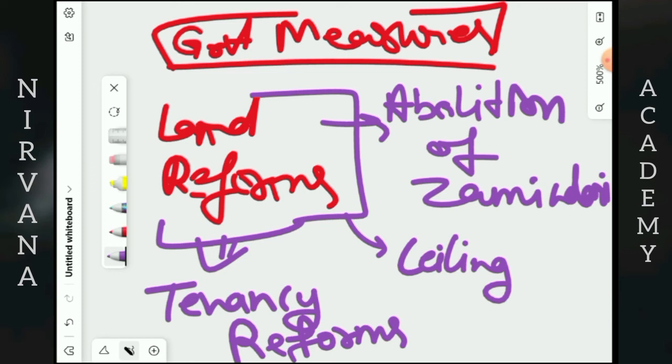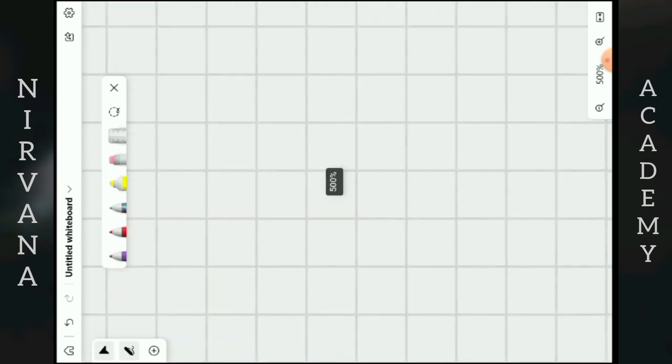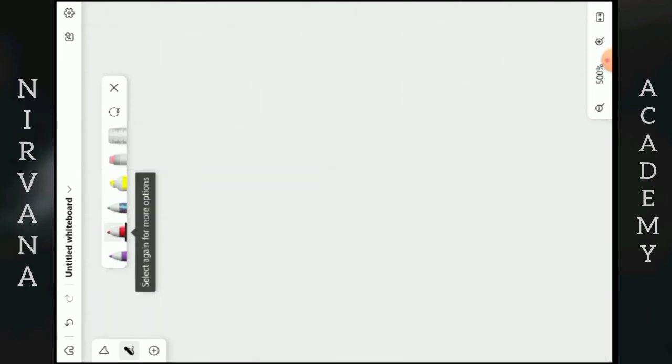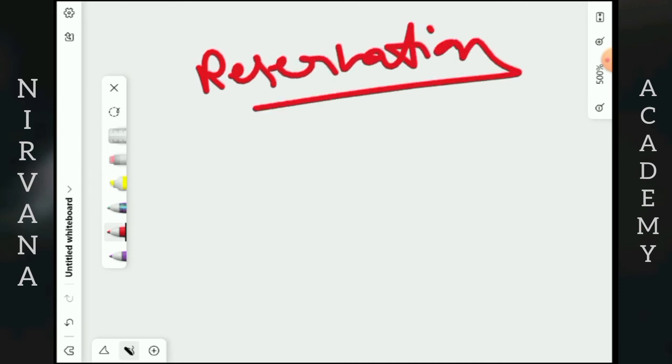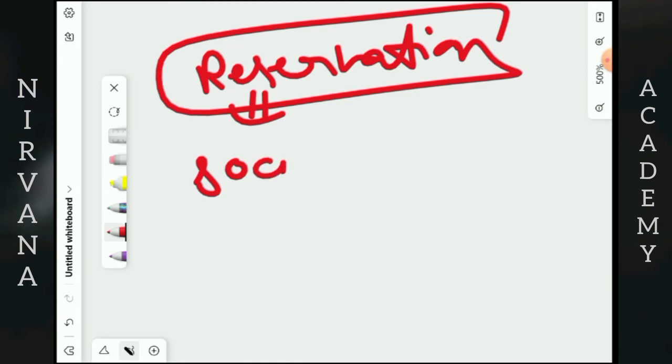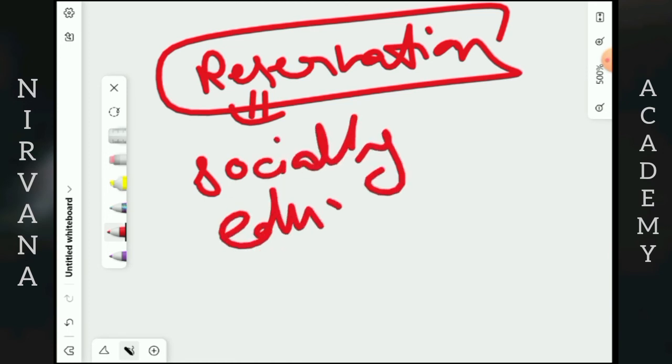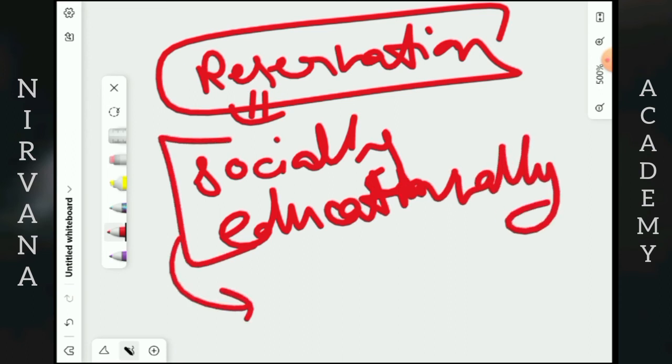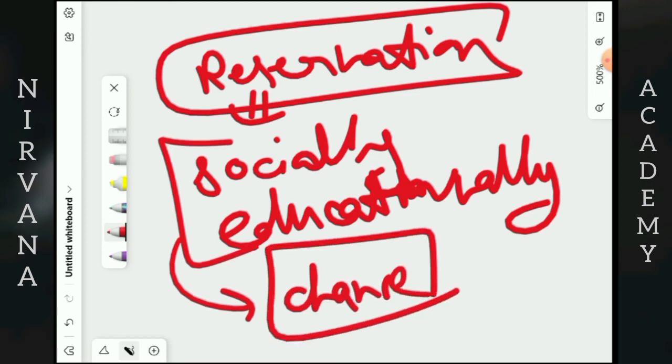The second thing is ceiling on land holding. By this, individuals cannot hold land beyond a certain limit. So this also reduces inequality. And the third thing is tenancy reforms. The second important measure taken by the government is the reservation scheme, so that those who are socially and educationally backward are given a chance to become equal to the upper strata of society.